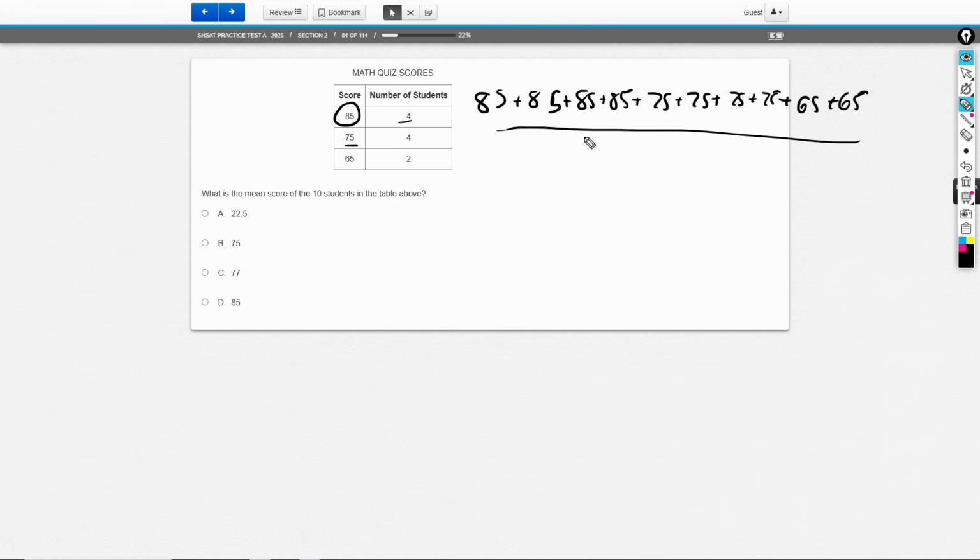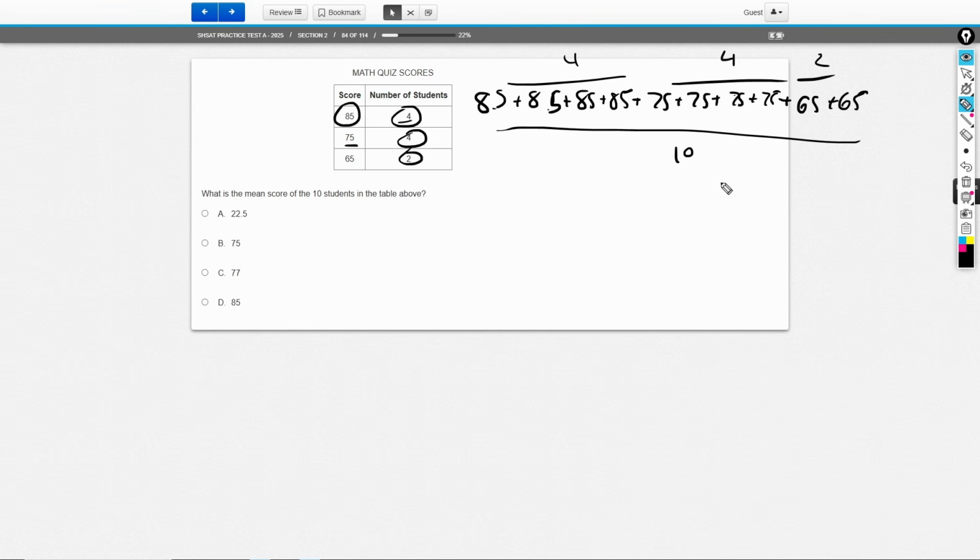And then I'm going to divide it by the total number of students, or the total number of numbers that I'm adding here, which is 4, 1, 2, 3, 4, plus 4, 1, 2, 3, 4, and then 2. All right, 4 plus 4 is 8, 8 plus 2 is 10.